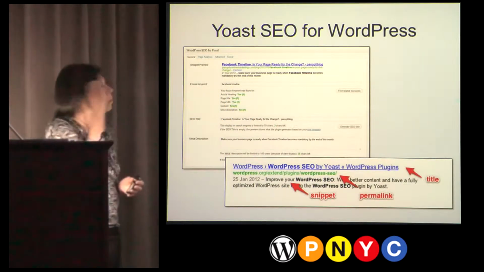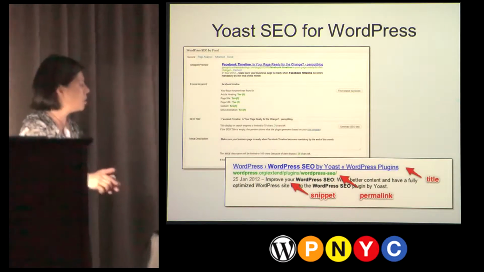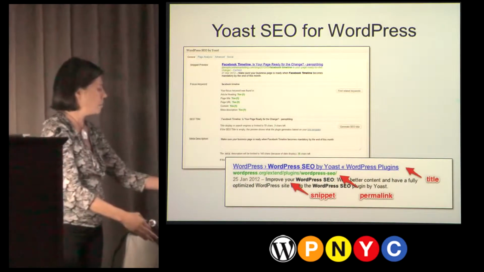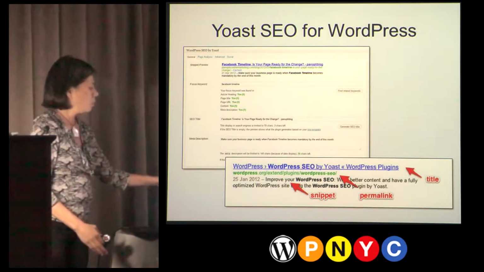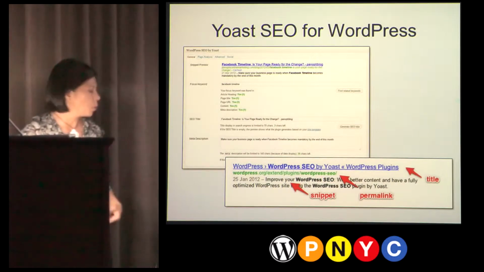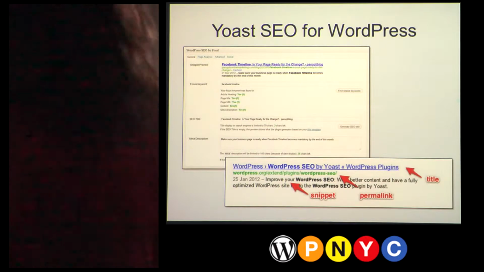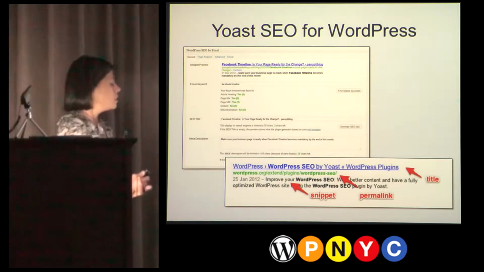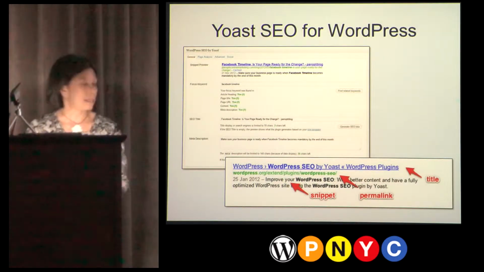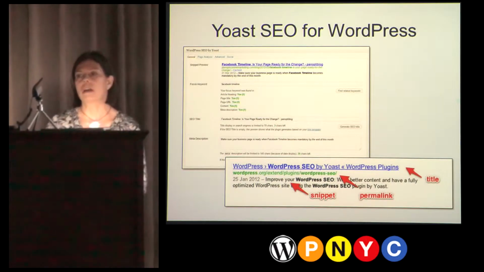Okay, so we were talking about where to put keywords on your website, what parts of your WordPress website to populate with these keywords, and how to best optimize your WordPress website. To do it, I use the Yoast SEO for WordPress plugin.